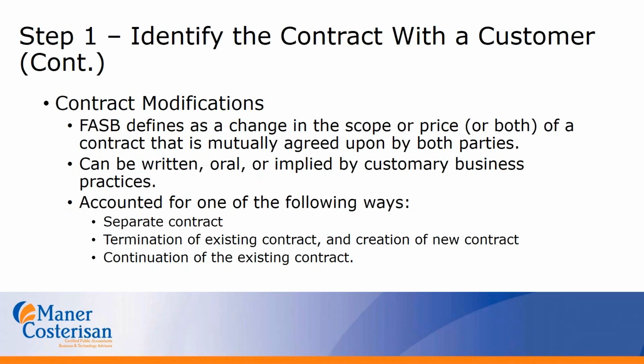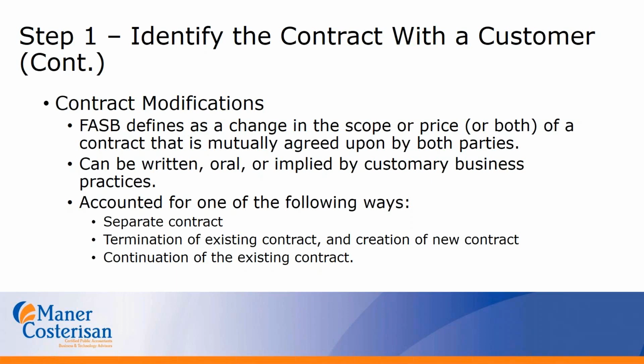If a contract modification is not accounted for as a separate contract, then it needs to be accounted for in one of the following ways: a termination of the existing contract and the creation of a new contract. This method would be used to account for new distinct services but no change to the standalone selling price, or a continuation of the existing contract. This method would be used to account for no changes in services but a change in standalone selling price.